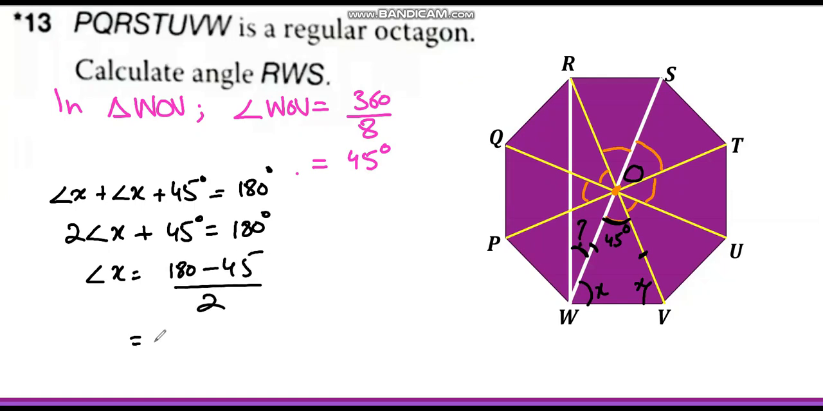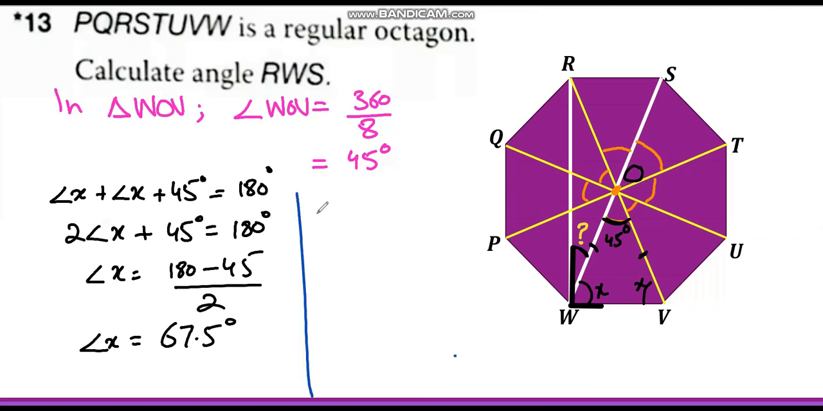And that would be 67.5 degrees. Now let's calculate the required angle, which was RWS. For RWS, we can consider a complementary angle over here. Complementary angle means the sum of angles will be 90 degrees. If we carefully observe, there is a right angle over here. So to calculate the required angle, which is RWS, we can consider the right angle, which means the sum of x and this required angle should be 90 degrees.